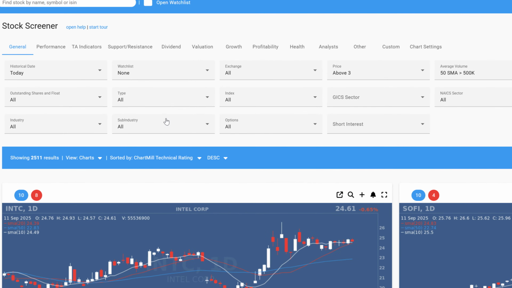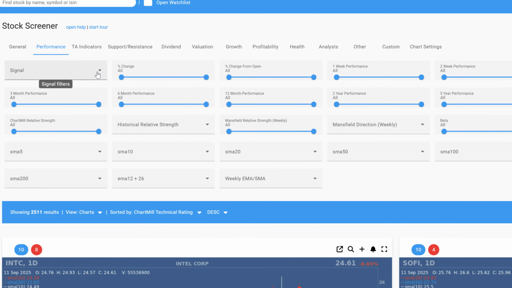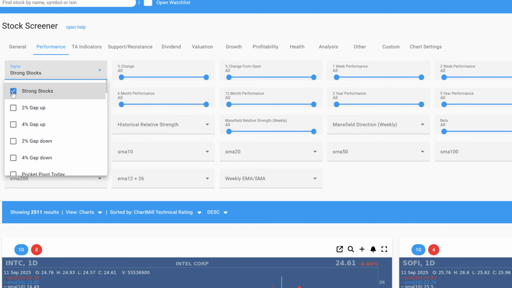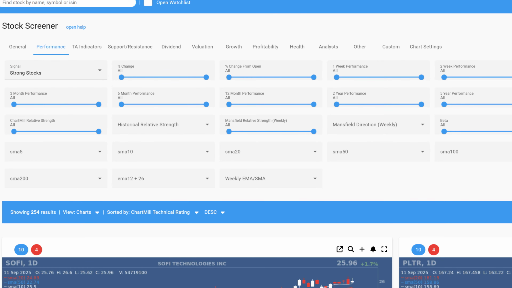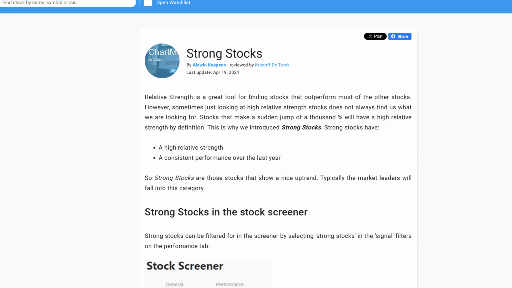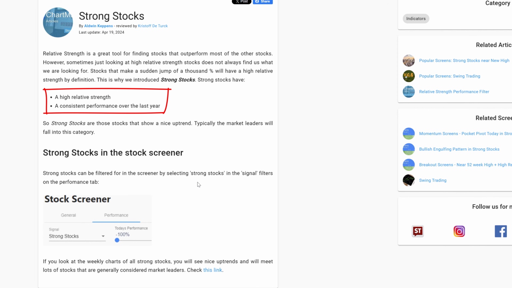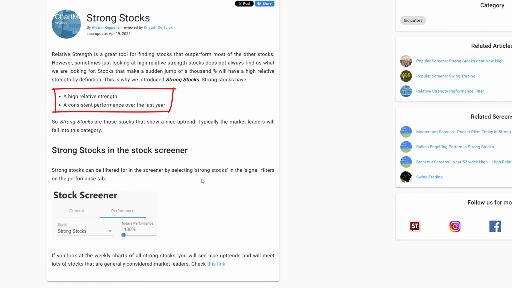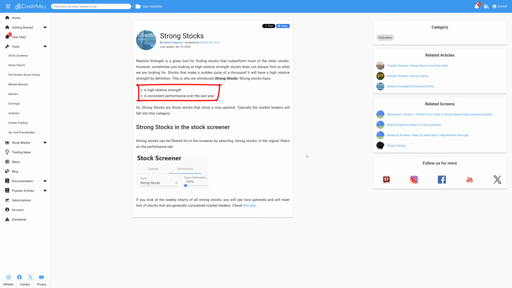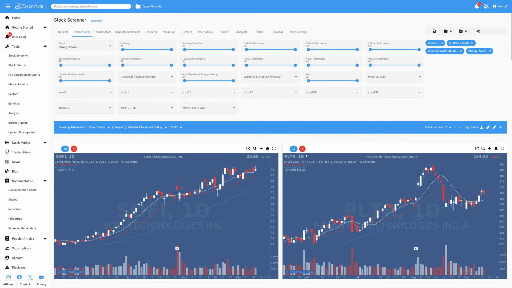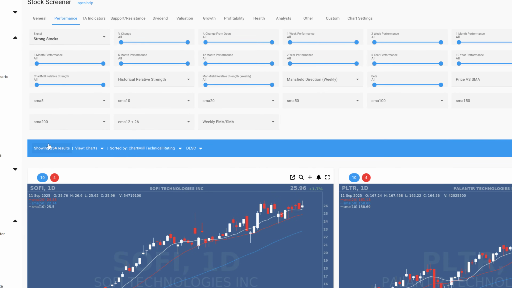Next, go to the Performance tab. Under the Signal drop-down menu, choose Strong Stocks. Now, what does that mean? Strong stocks are those with high relative strength, 85 or more, that have delivered excellent performance over the past year. You can read more about this in this article, link in the description below. With just these filters, you'll already see a solid selection of stocks in clear upward trends.